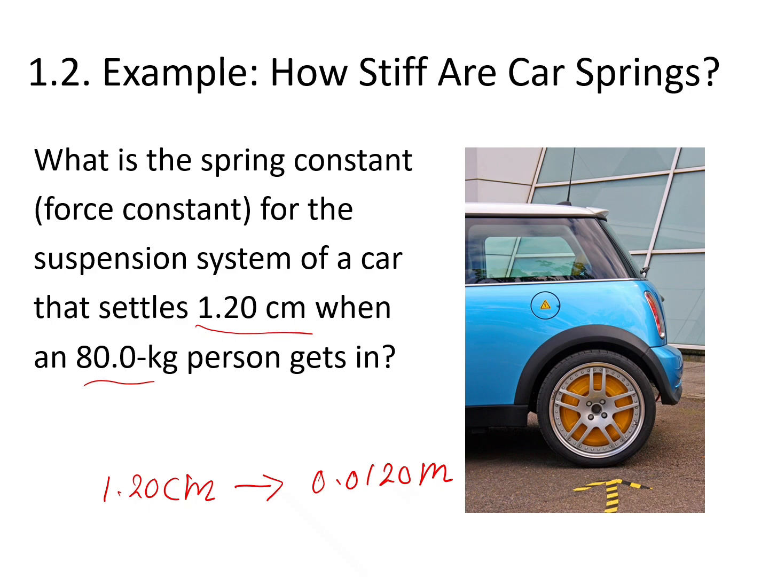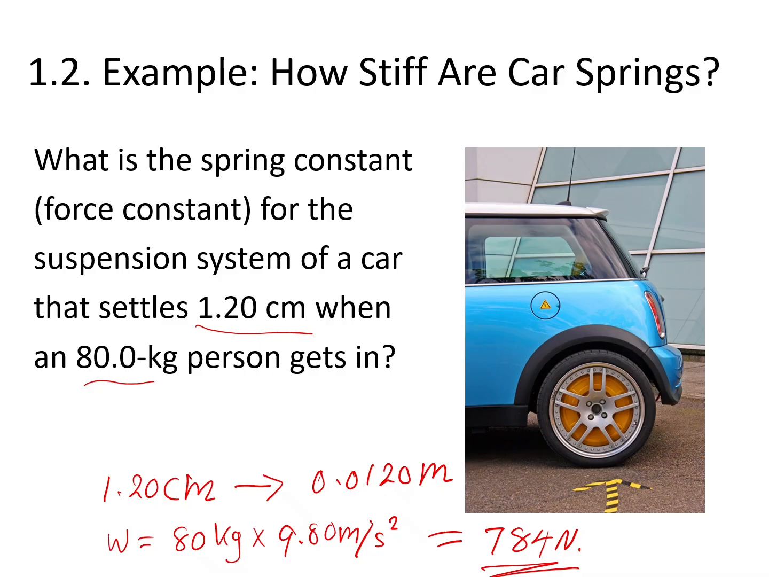We also need the force caused by the person. Since the person is at rest, the relevant force is the person's weight, which is mass times gravitational acceleration. The 80 kilogram person has a weight of 80 times 9.8 meters per second squared, which gives us 784 newtons. So the physical story is this: 784 newtons of weight compresses the suspension by 0.012 meters. From that information, we can calculate the spring constant.